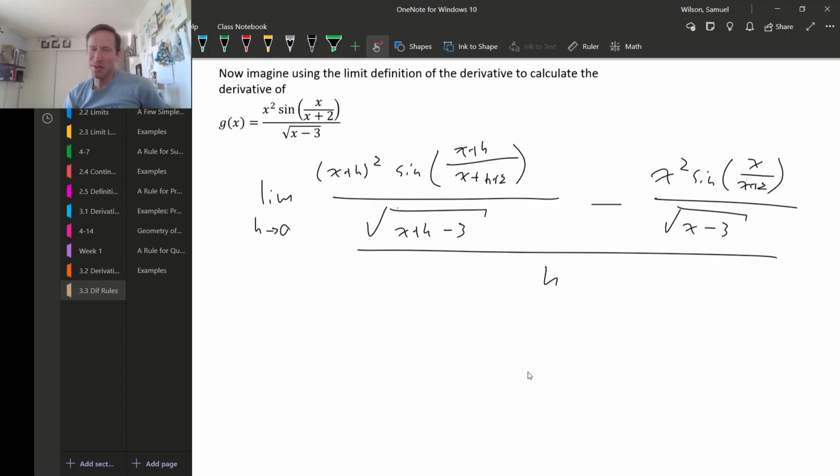It's possible that maybe this limit is something we could evaluate, but it would take us all day. It would take a lot of hard thinking about how sine works. This just looks like a complete mess. So if this is even possible, it's definitely not practical.